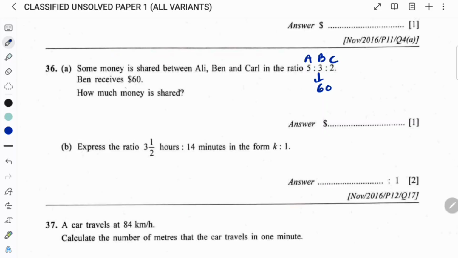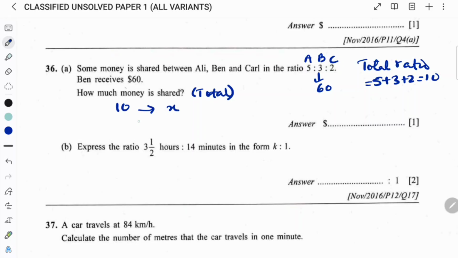All right, so this is given in the question. And how much money is shared? They are giving you for Ben, which is $60. How much is shared means the question is asking for the total. So for that we find out the total ratio. The total ratio is equal to 5 plus 3 plus 2, which is equal to 10. So 10 is for x and 3 is for 60.